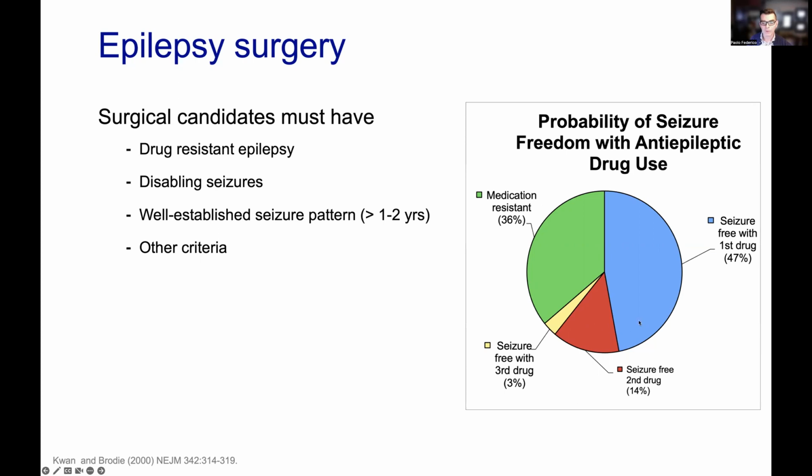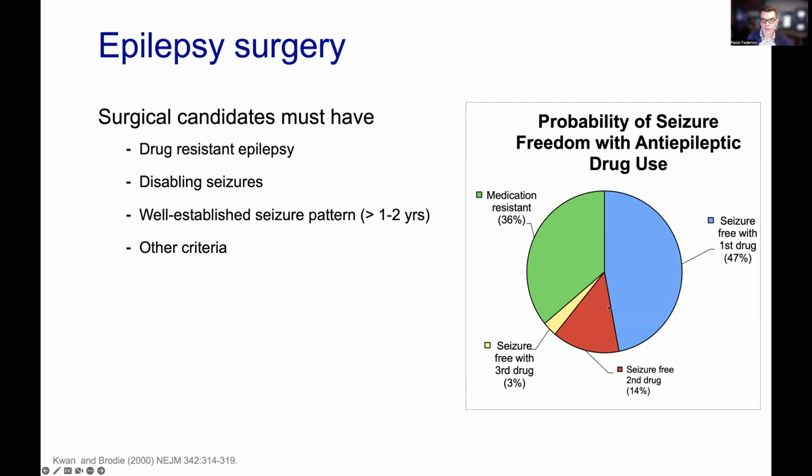And this stemmed from this old study here, which shows that 47% of all patients become seizure-free with the first trial of anti-seizure medication. If a second drug is tried, then an additional 14% become seizure-free. And if patients require a third drug trial, then one reaches the point of diminishing returns, where there's only a 3% chance of seizure freedom. And therefore, these patients are rapidly entering into this group here, which is drug resistant.